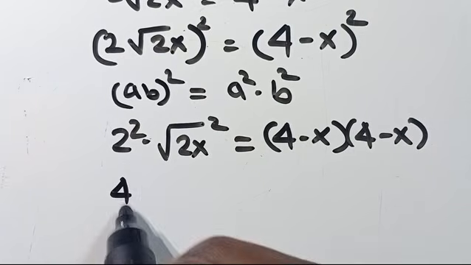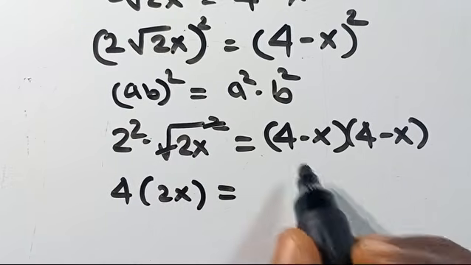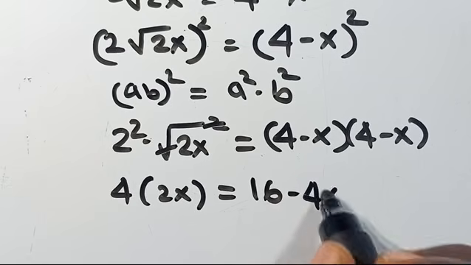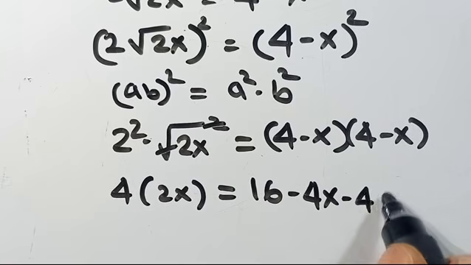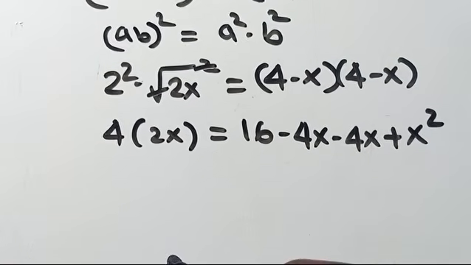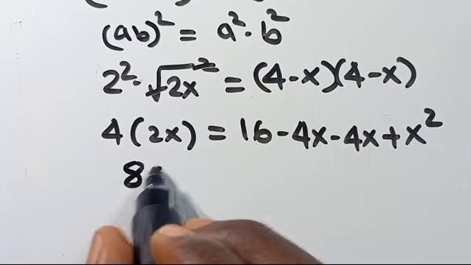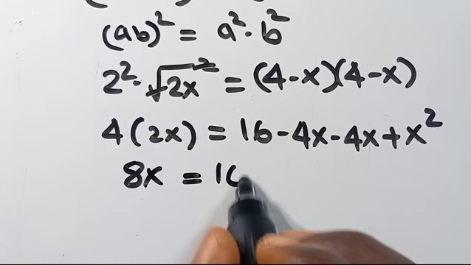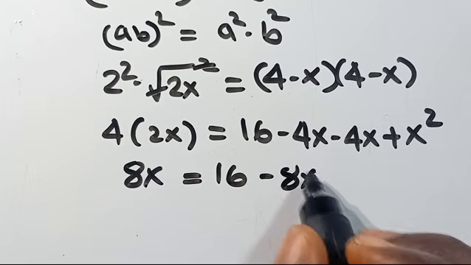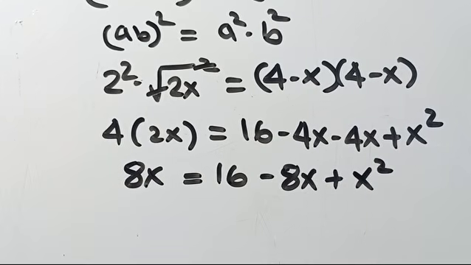2 squared will be 4. This cancels out this into 2x. 4 times 4 is 16. 4 times this will be minus 4x. This will be minus 4x plus x squared. 4 times 2x will give us 8x. 16 minus 4x will be minus 8x plus x squared.